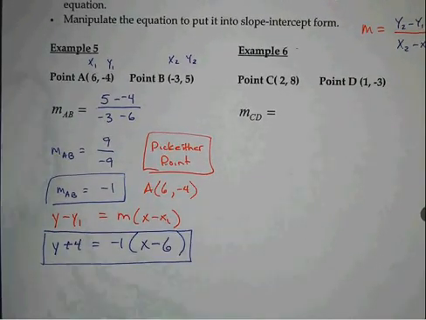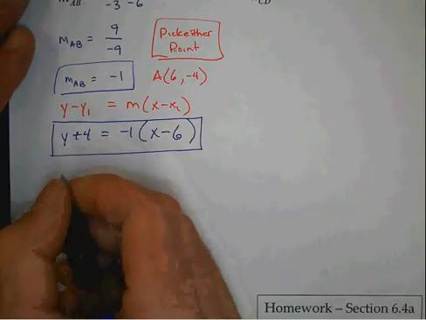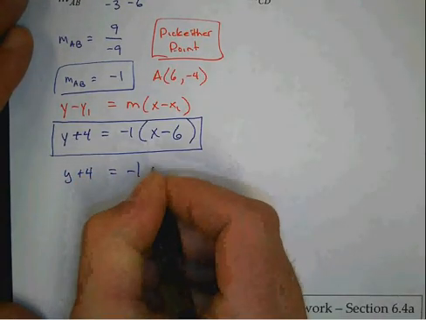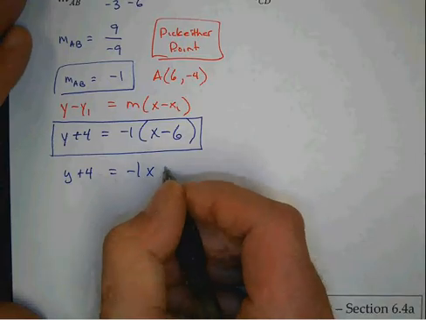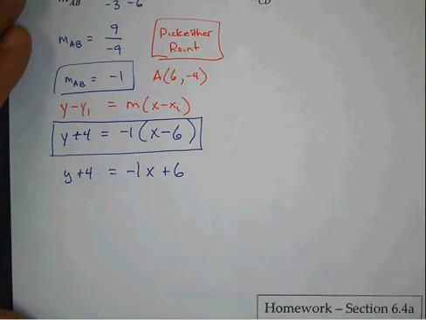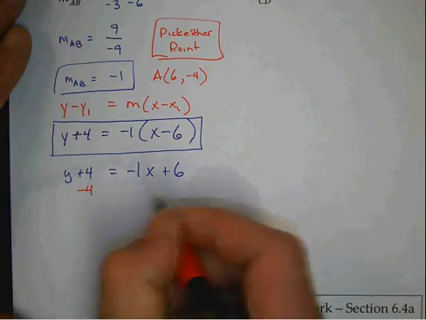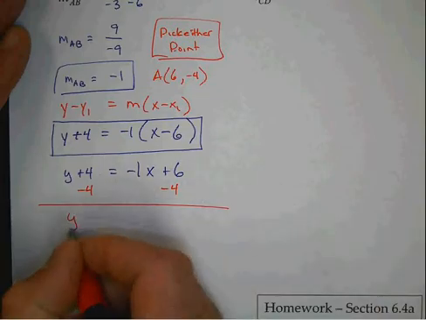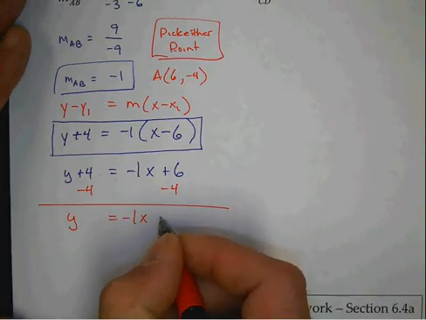Now we have to make sure we've answered the question. It says, manipulate the equation to put it into slope-intercept form. Is this slope-intercept form? No. So we have to remember to distribute the negative 1 and then bring over the 4. Ashley, can you distribute that negative 1 for me? Negative 1x plus 6. All right? And then how do I move that plus 4 over? Okay, subtract 4. y equals negative 1x plus 2.